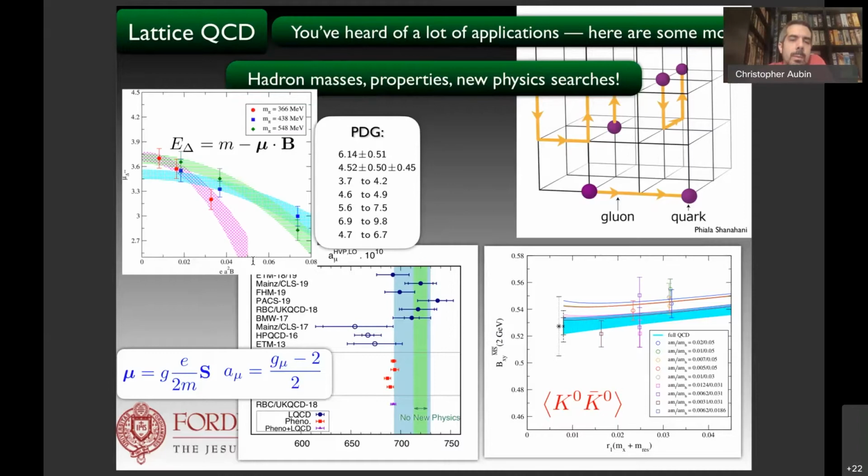And when we do that, what we have here are three different masses for the pion masses. Those are the input pion masses. And you can see they're very heavy, right? The real pion is around 140 MeV. So these are all unphysical pion masses.